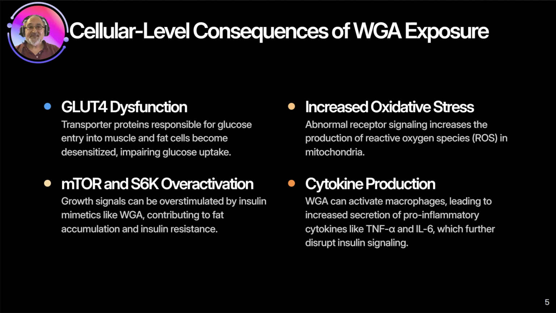Reactive oxygen species, ROS. Abnormal receptor signaling increases oxidative stress in mitochondria, which breaks down the mitochondria and reduces the energy. You want to know why you don't feel healthy and you don't feel energetic? Cytokine production. WGA can activate macrophages, increase TNF-alpha and IL-6. We talked about that earlier in other videos, which further disrupt insulin signaling. Boy, who thought eating whole wheat was going to be that unhealthy?